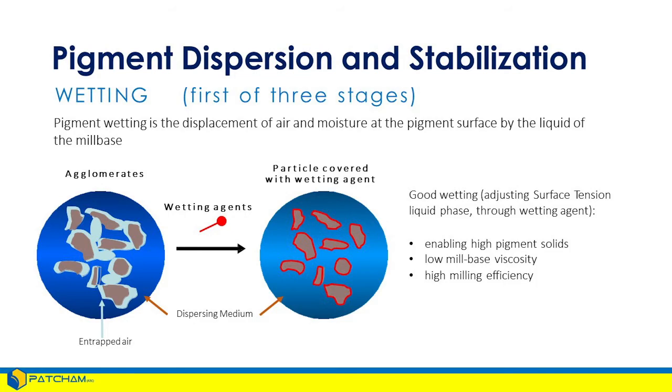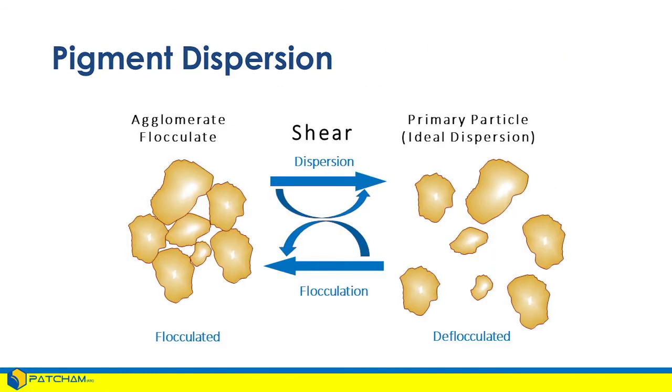This is the first step of the wetting, dispersion and stabilization stages. Typically, our industry will refer to it as pigment dispersion and stabilization. It's a 3-step process. The first is wetting. What the wetting does is it gives you higher pigment loading, better milling efficiency, and better mill base viscosity.